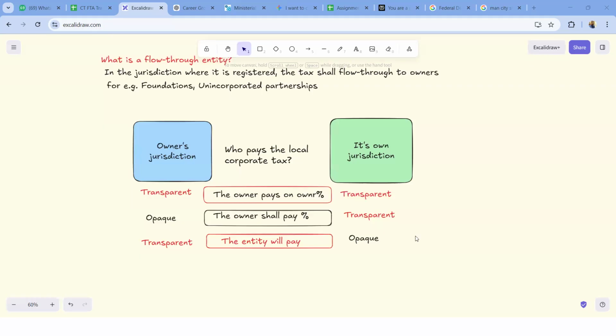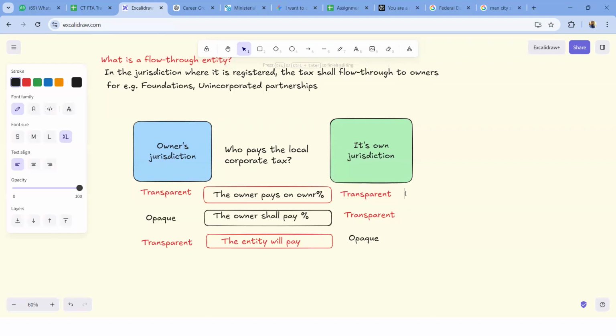Okay. Now, you tell me, in scenario one, is there going to be an allocation of taxes? Who's paying the taxes? The owner is paying, right? Not the entity. So should the owner allocate the taxes to the entity? Where will this GloBE income be in scenario one? Is it in the owner's jurisdiction or its own jurisdiction? The GloBE income would be in the owner's jurisdiction.